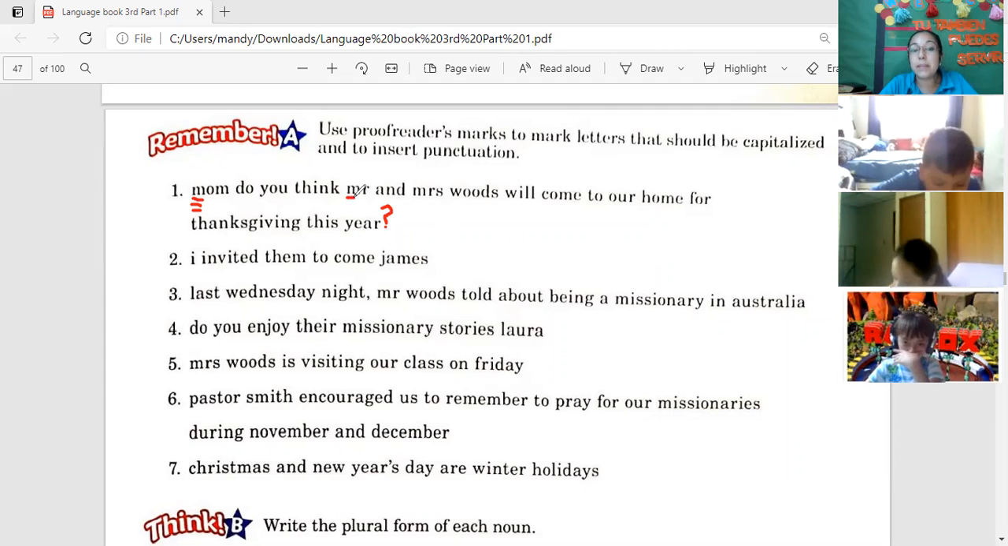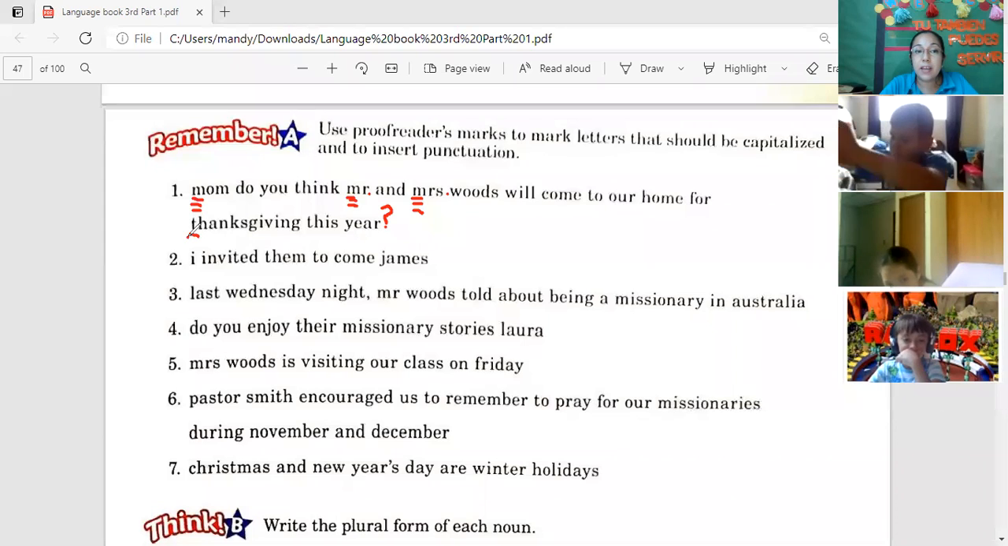Then we capitalize the title of respect. For that reason, we have a Mr. So we write Mr. with a capital letter. And remember, at the end of the initials, we write a period. Then we have Mrs. So we capitalize Mrs. because this one is a title of respect. And also we write a period. Let's see. We'll come to our home for Thanksgiving this year. You know that we capitalize Thanksgiving because it is a holiday. And according to the rule, all the holidays you write with a capital letter, yes? Okay, excellent. So we have the first one, yes?